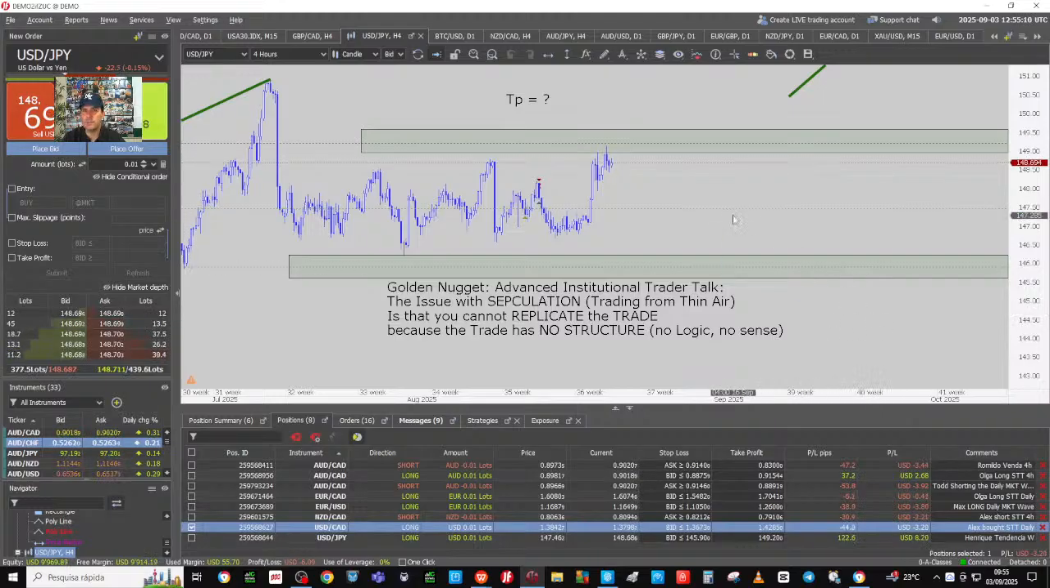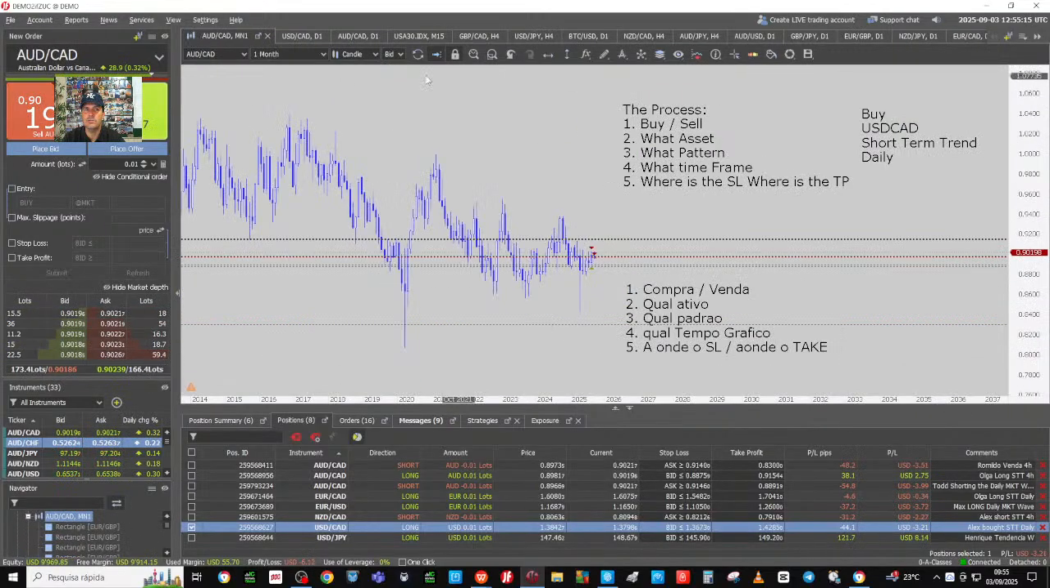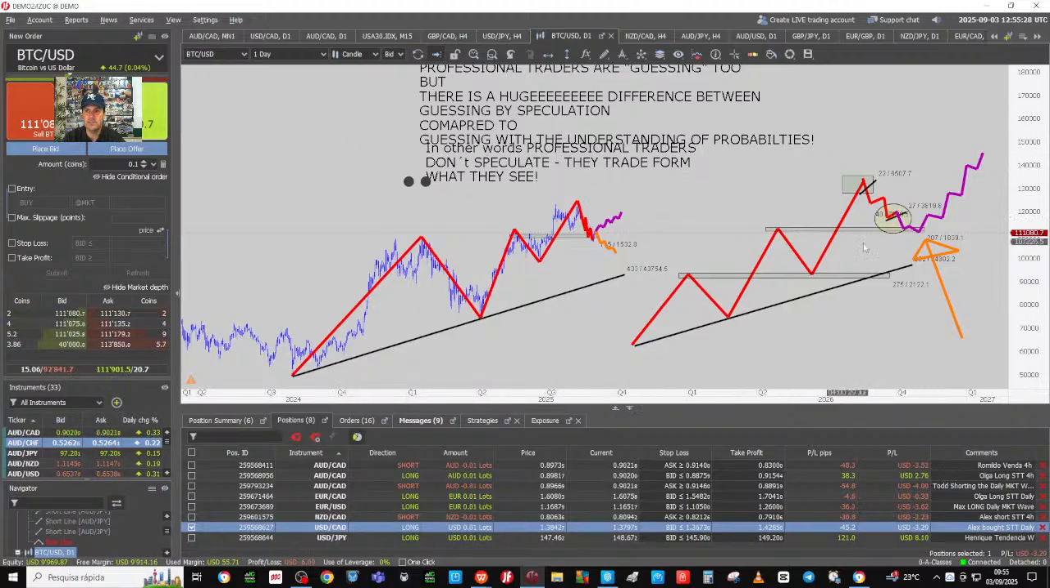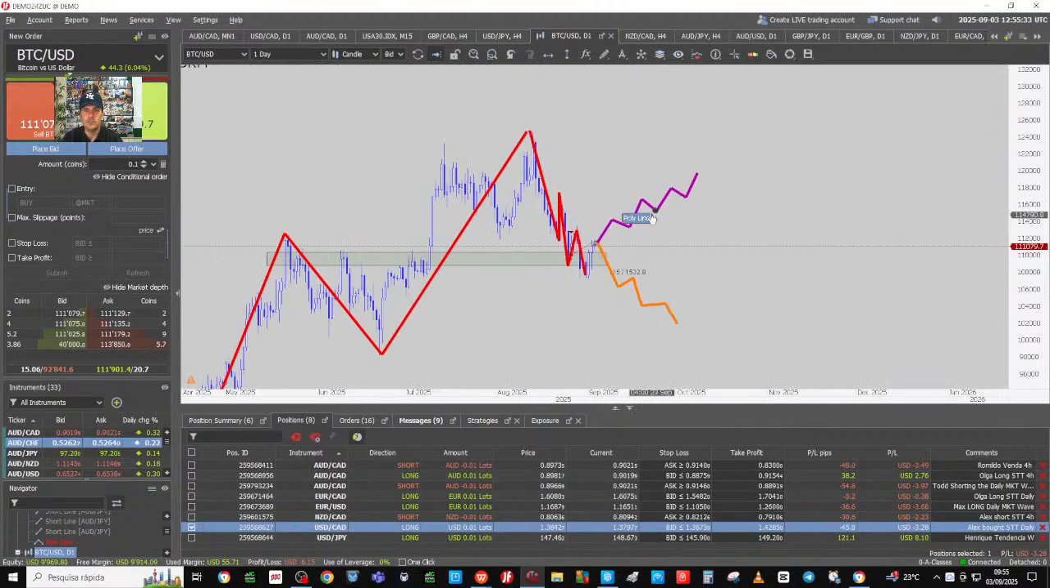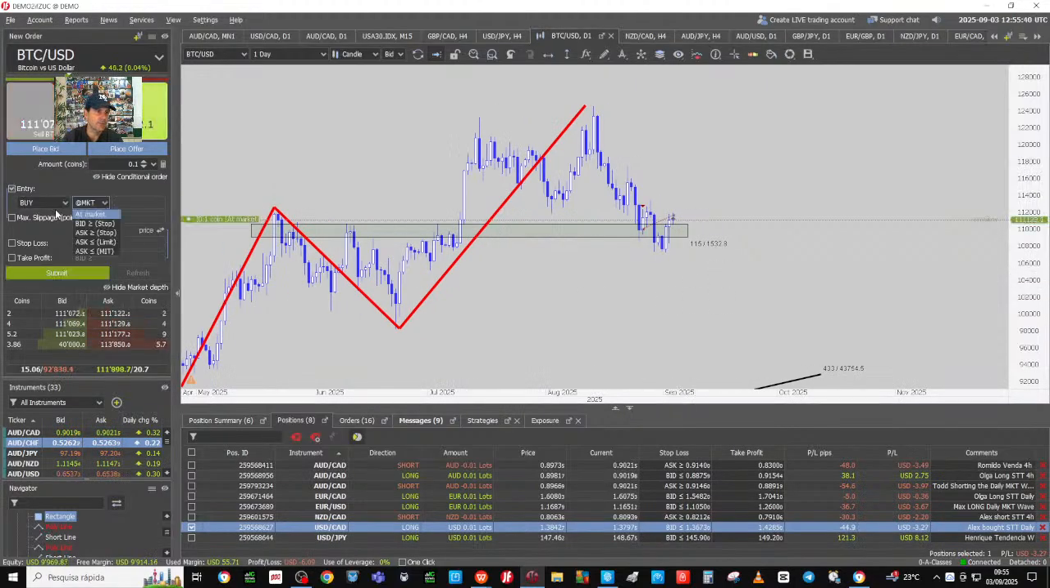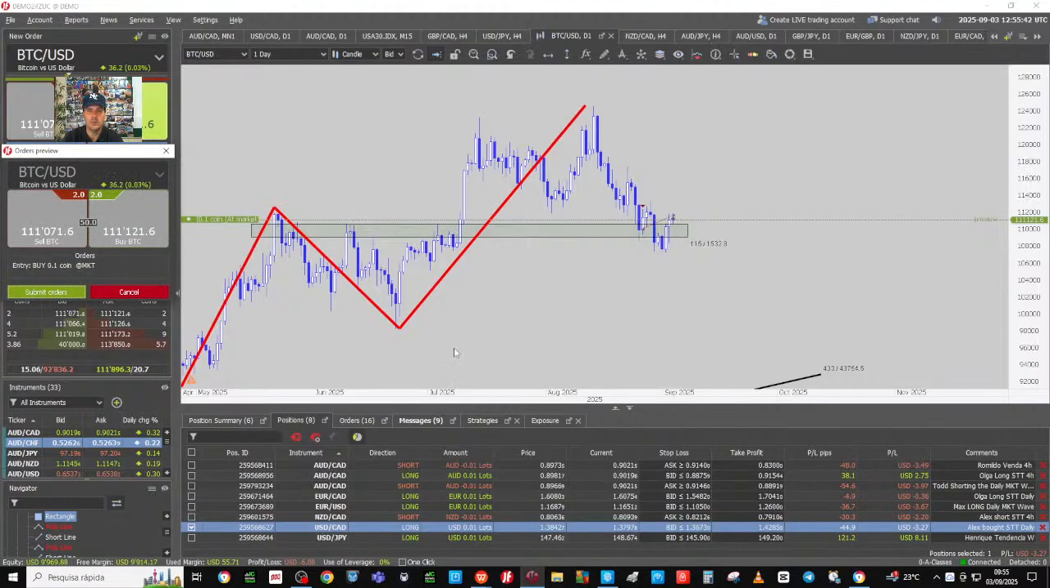Marcus, you want to buy Bitcoin? Alright, Marcus. Everybody, you know the procedure. I'm going to buy Bitcoin now. Everybody, type in the chat: buy or sell, what asset, what pattern, what time frame, and where is the stop loss and where is the take profit, alright? So Marcus is buying Bitcoin, everybody. Marcus, I need all the data on Teams, please. Marcus, in the meantime, you can type in the chat. Marcus is buying Bitcoin.